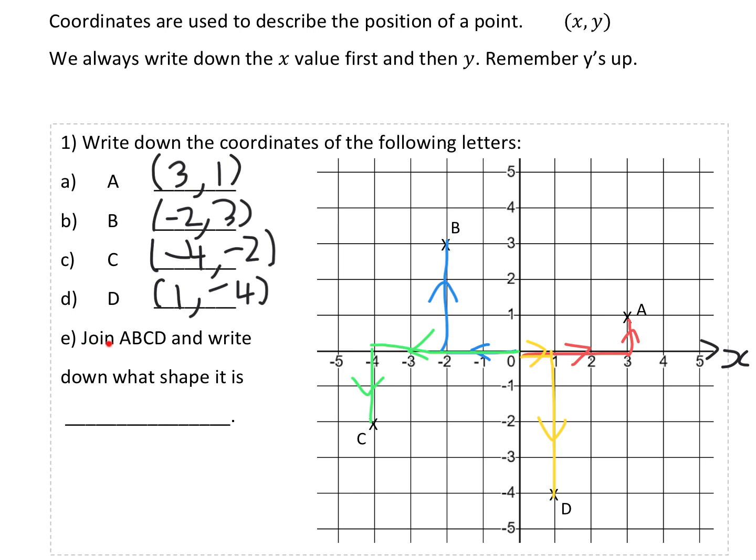Part E, join A, B, C and D. Write what shape it is. Now, I'm going to do this without a ruler. You're going to use a ruler. Hopefully you'll see with the ruler that that is exactly a perfect square. You might think it's a rhombus or something, but if you turn your page around, hopefully you can see that that is indeed a square.